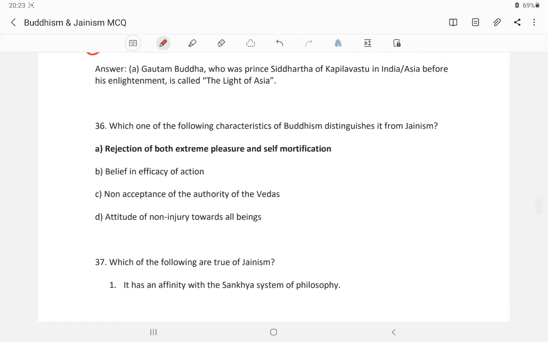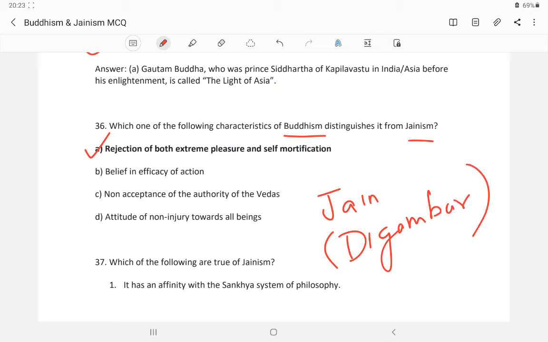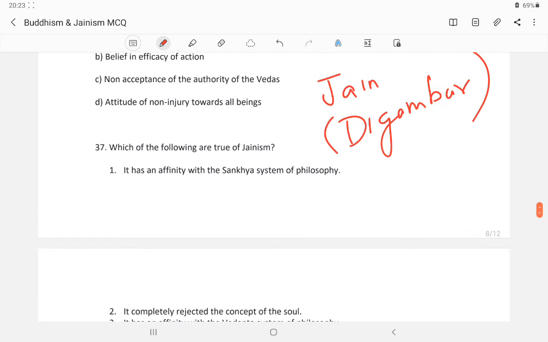Which of the following characteristics of Buddhism distinguishes it from Jainism? Buddhism and Jainism share many teachings, but one distinguishing feature is the rejection of extreme pleasure and extreme self-mortification. Jainism, especially the Digambara sect, practices extreme austerity, like going naked, and strict non-violence. Buddhism was liberal and practical, with a middle path. So this factor distinguishes it from Jainism.